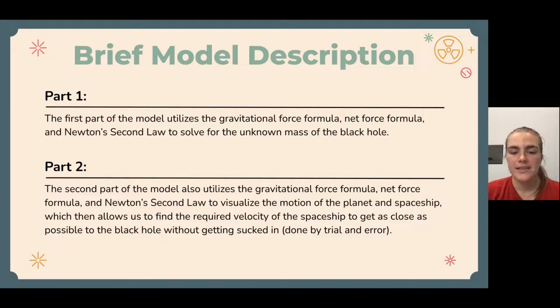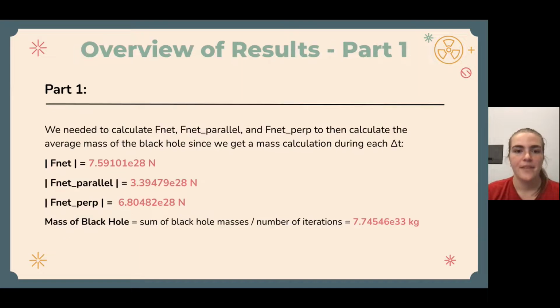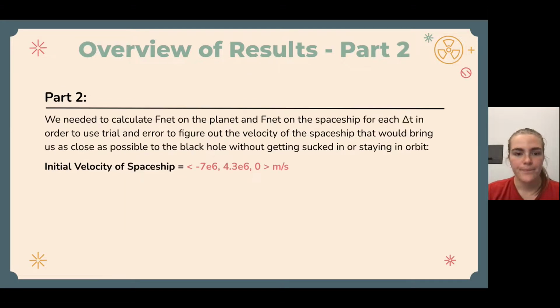And in part 2, we utilize the same formulas to visualize the motion of the planet and spaceship, which allows us to find the required velocity of the spaceship to get as close as possible to the black hole without getting sucked in. A quick overview of the results: in part 1 we needed to calculate F net parallel and F net perpendicular to calculate the average mass of the black hole, since we get a mass calculation during each time step, and you can see the average mass of the black hole below.